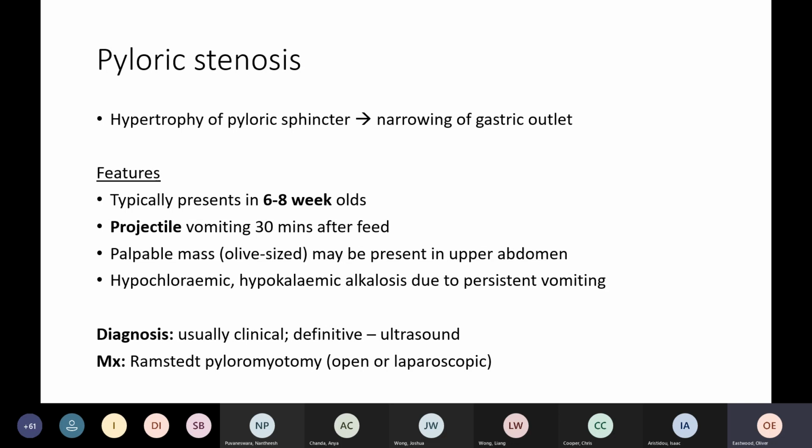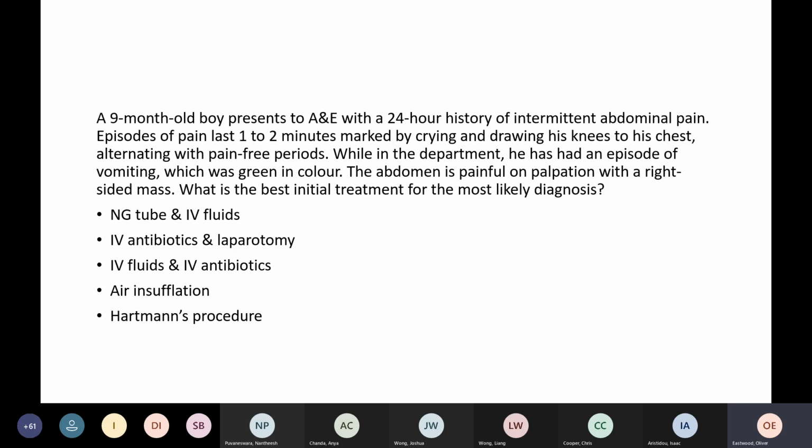And you get a hypokalemic alkalosis. This is basically because you've got HCl in the stomach and you're just consistently vomiting that up, but you're not really vomiting much of the alkaline juices from further down in the bowel. So you get this quite characteristic metabolic abnormality. On to the next SBA.